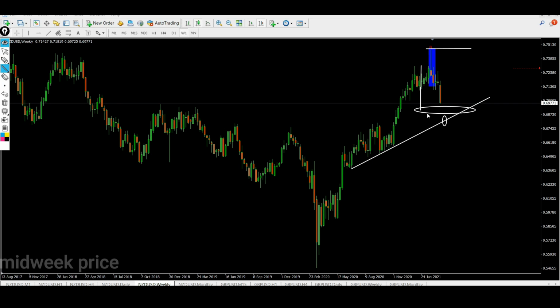Okay, so we're still looking for that long entry to that short-term target up here. And some general places to be looking for are in these areas right here. Alright, so that's it for the midweek analysis.